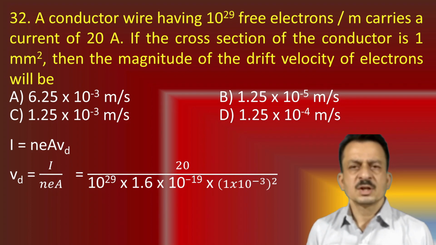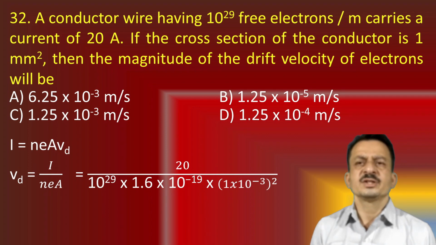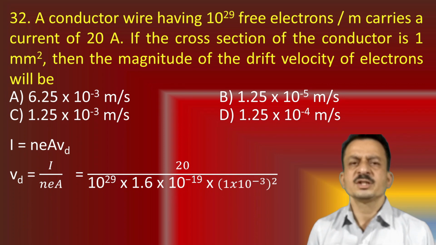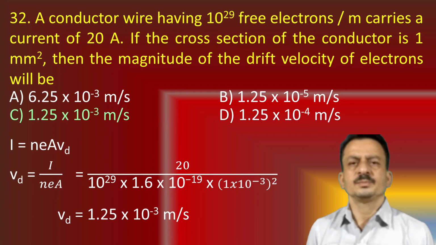Now the 1.25 in the numerator we have got. Now we have to work out the power. In the denominator, 10 raised to minus 3 squared is 10 raised to minus 6, and with minus 19, it is minus 25, and 10 raised to plus 29, it is 10 raised to plus 4. If it goes to the numerator, it is 10 raised to minus 4, and in the numerator we have 20 there, therefore it is 10 raised to minus 3. Obviously, the drift velocity is 1.25 into 10 raised to minus 3 meter per second. Answer C is the answer, 1.25 into 10 raised to minus 3 meter per second.